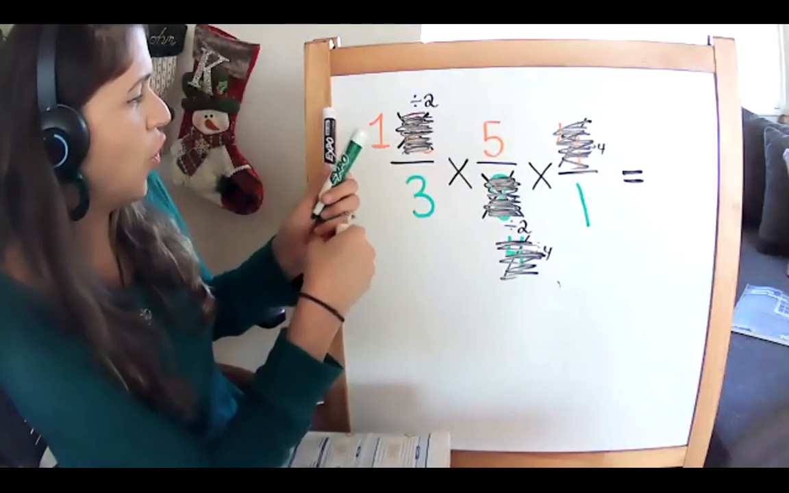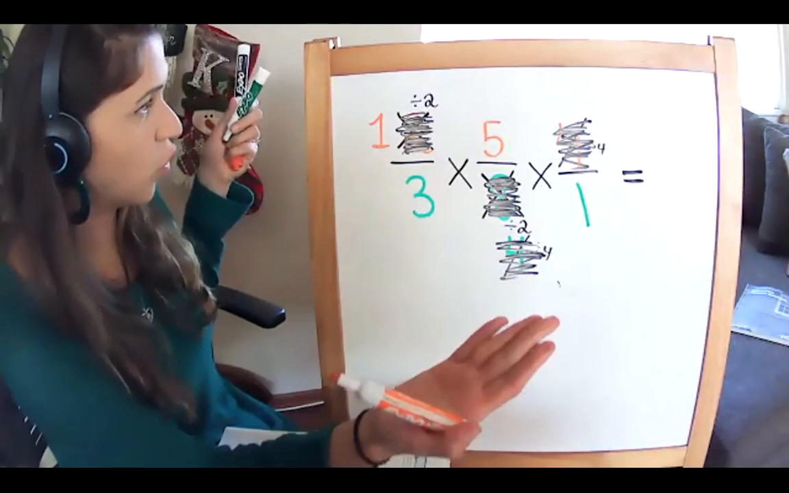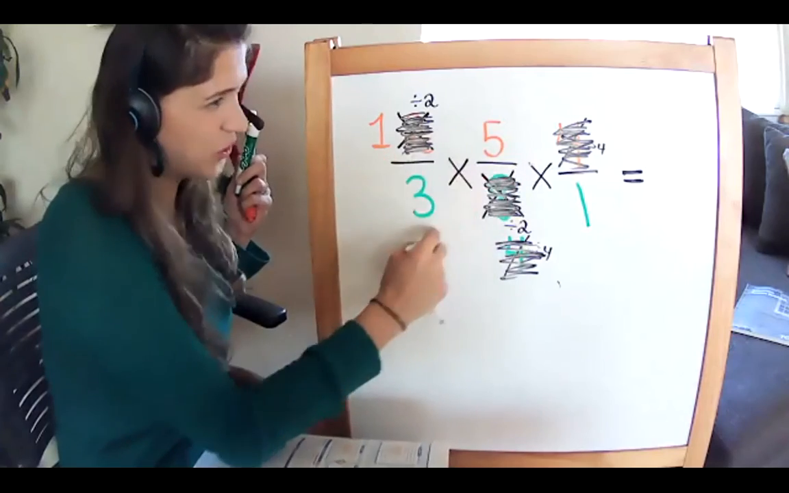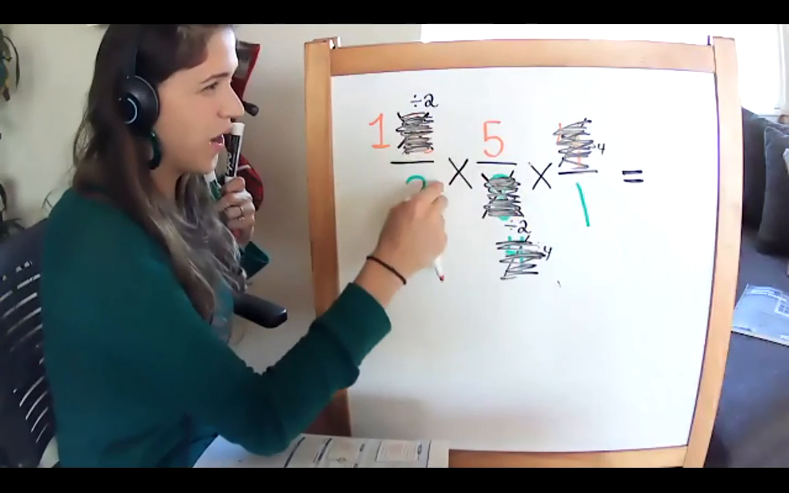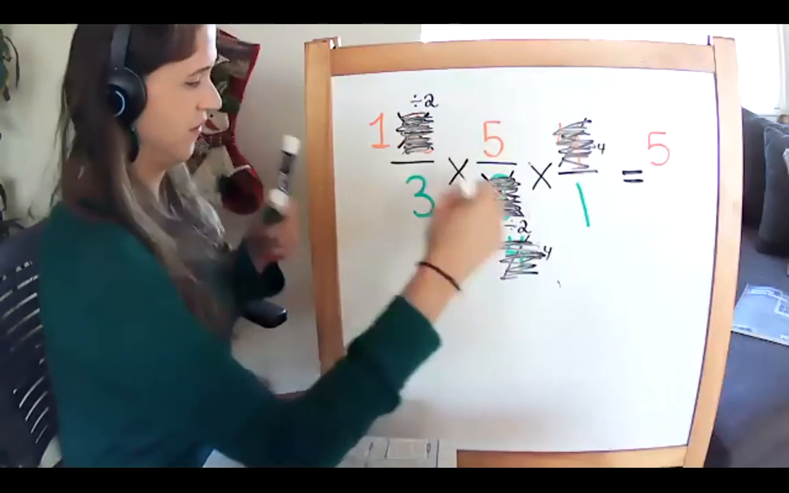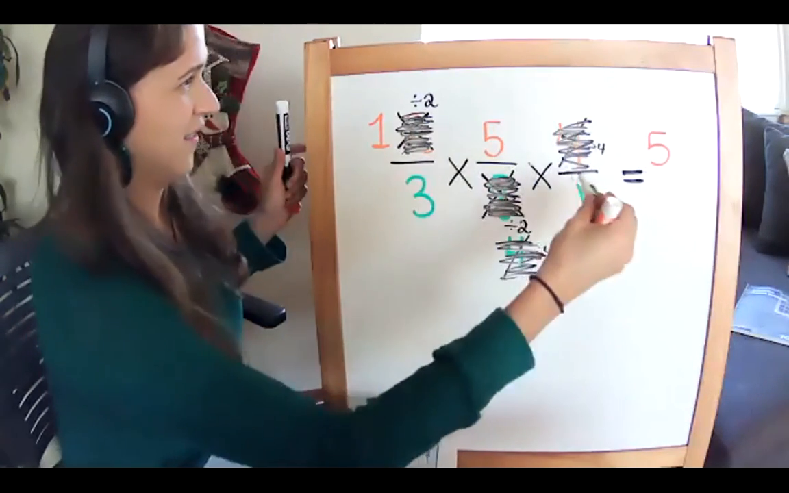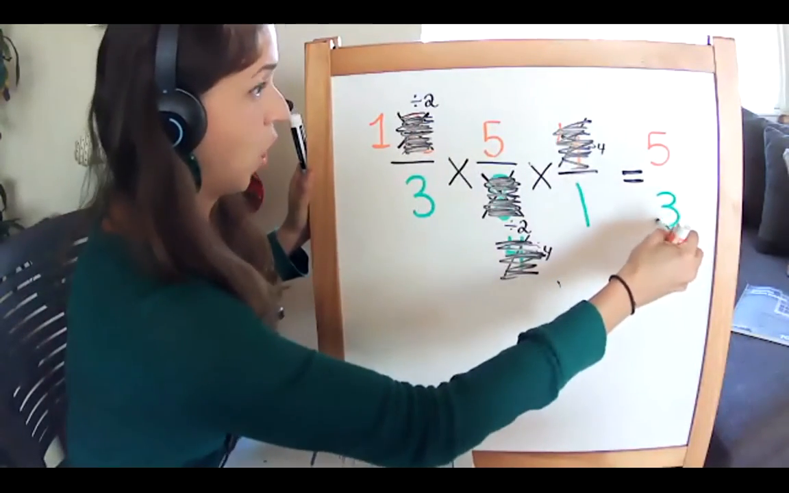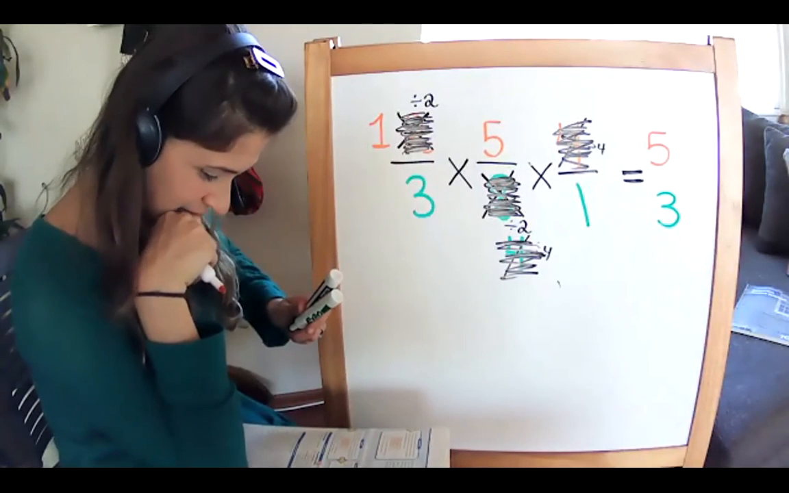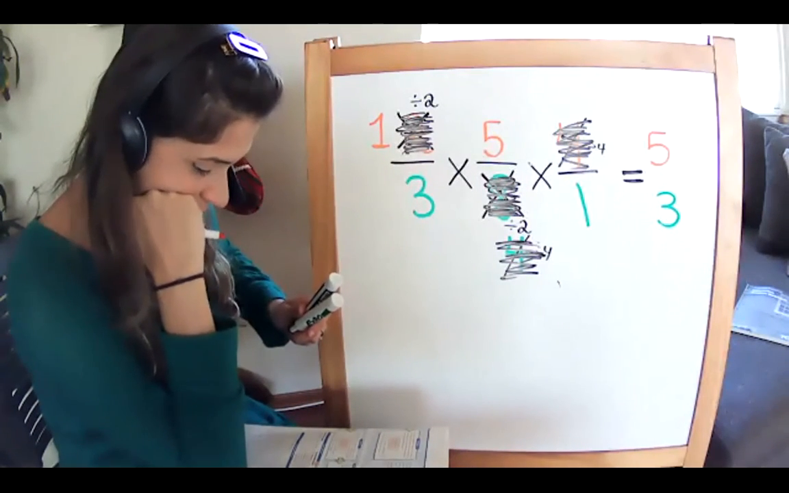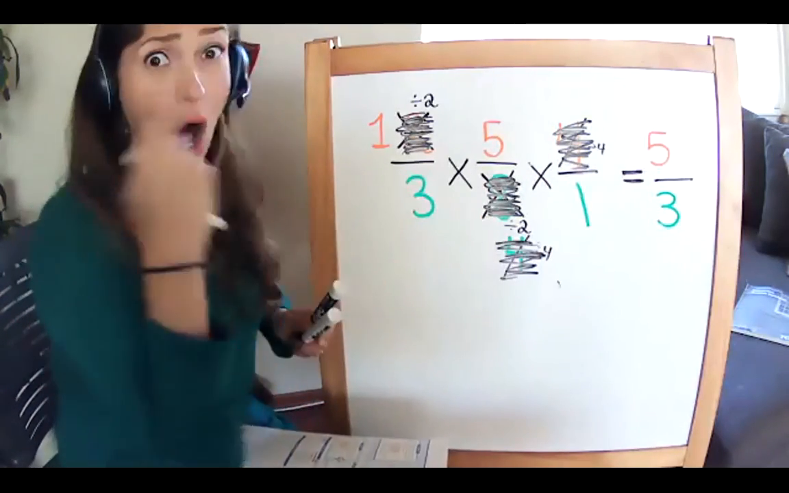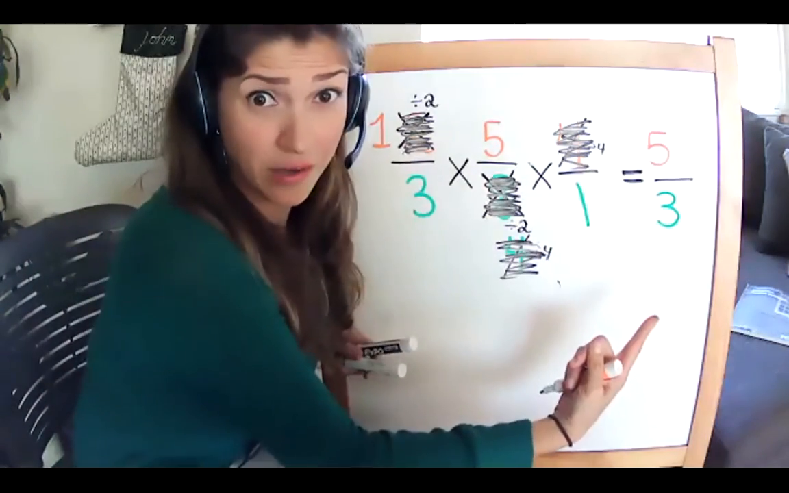No. So all we have to do is multiply numerator by numerator, denominator by denominator. And we only have 2 left in each. 1 times 5 equals 5 and 3 times 1 equals 3. But wait a minute. You can't do simple, because it's improper. The 5 is greater than the 3. Oh no, it's improper. What are we going to do about that? Our numerator is greater than our denominator.